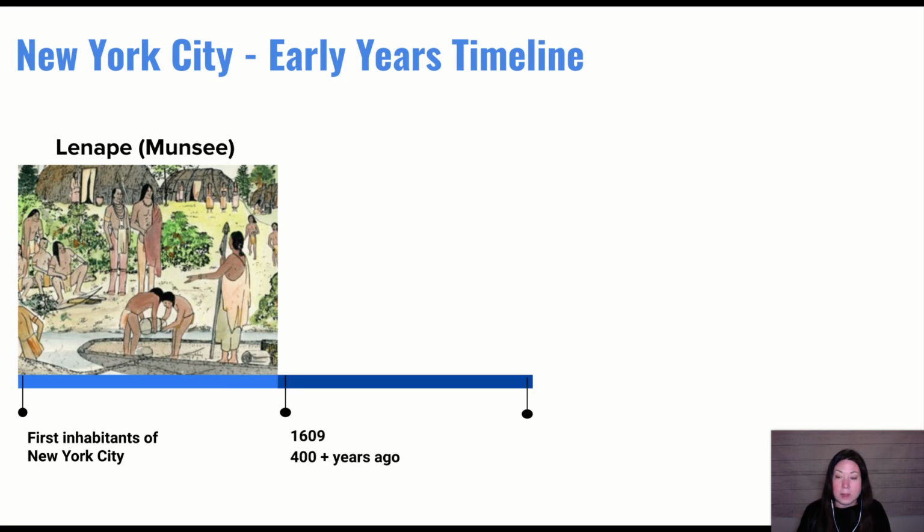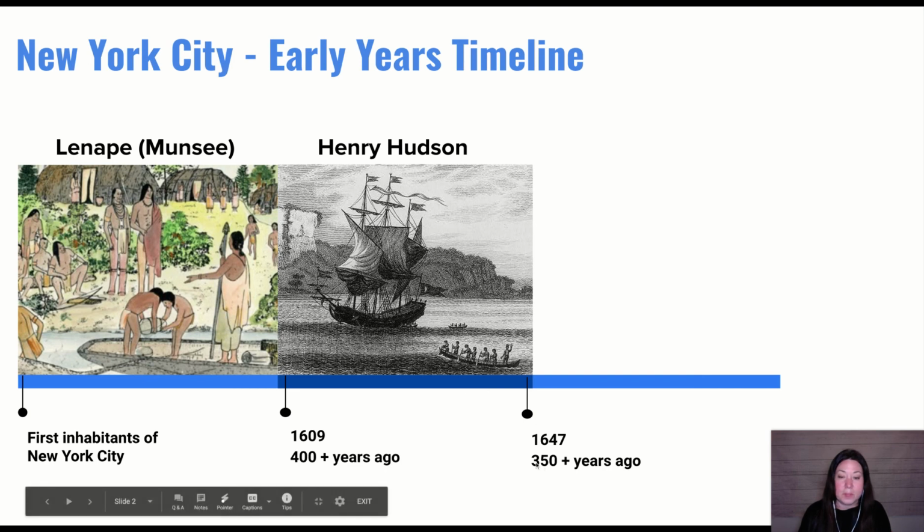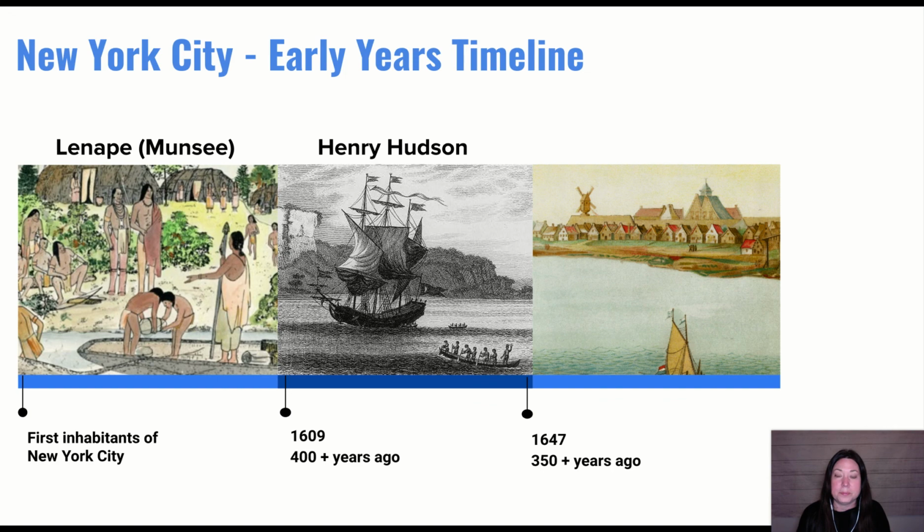Then in 1609, 400 years ago, Henry Hudson sailed to New York City. And in 1647, over 350 years ago, the Dutch came and made a settlement that they called New Amsterdam.